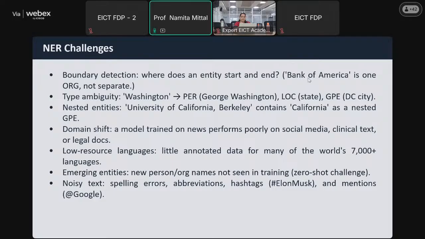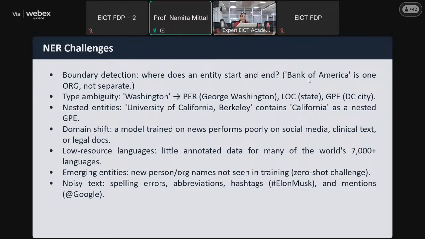Type ambiguity: Washington. It is the name of a person. Are we talking about George Washington, or the state, or a GPE? It can play a role in three types. So that is ambiguity. Nested entities: University of California, Berkeley. We have a comma and Berkeley. It contains California as a nested GPE. So University of California is one entity, and then we have another entity, so there are two entities, known as a nested entity within an entity. Domain shift: a model trained on news performs poorly on social media, clinical text, or legal documents. If we try to find the entity in some other area while it doesn't exist there, it is somewhere else.